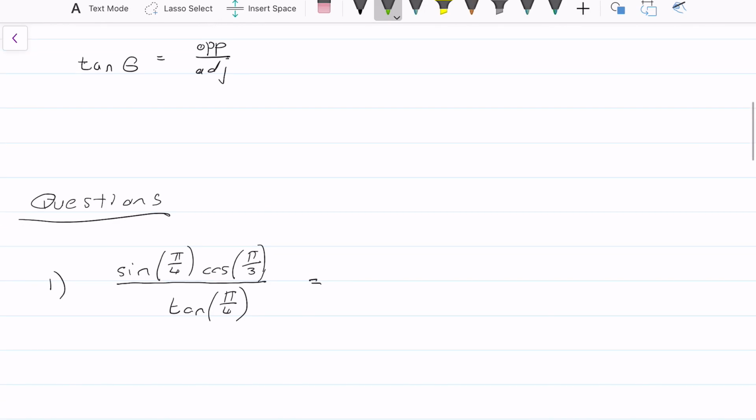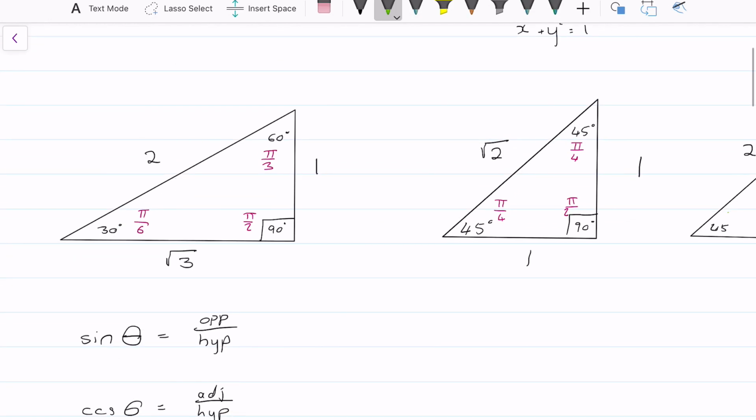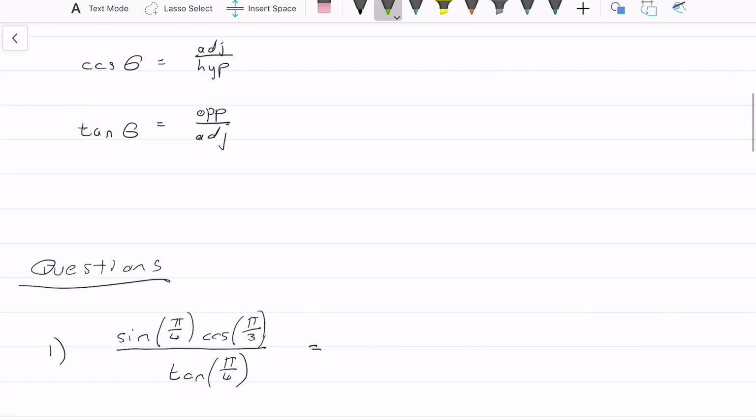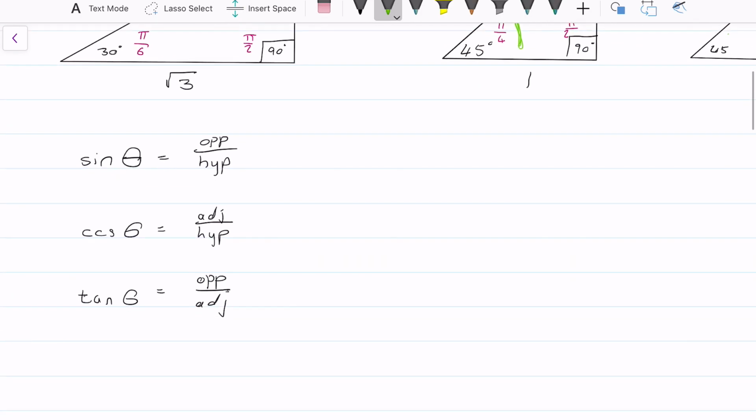Okay, so sine of pi over 4. First we get our pi over 4, and sine is opposite over hypotenuse, so it's 1 over square root 2. That's that. Okay, times cos of pi over 3. So we go to our triangle, look for pi over 3, that's that angle right there, and we're looking for cos. So cos is adjacent over hypotenuse, which is 1 over 2.